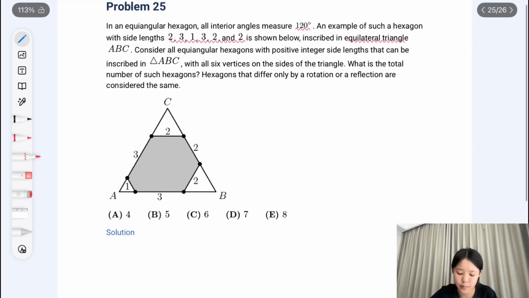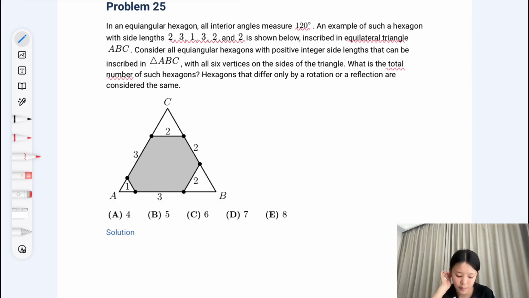Consider all equal angular hexagons with positive integer sides that can be inscribed in ABC, with all 6 vertices on the side of the triangle. What is the total number of such hexagons? And they cannot only differ by rotation or reflection.